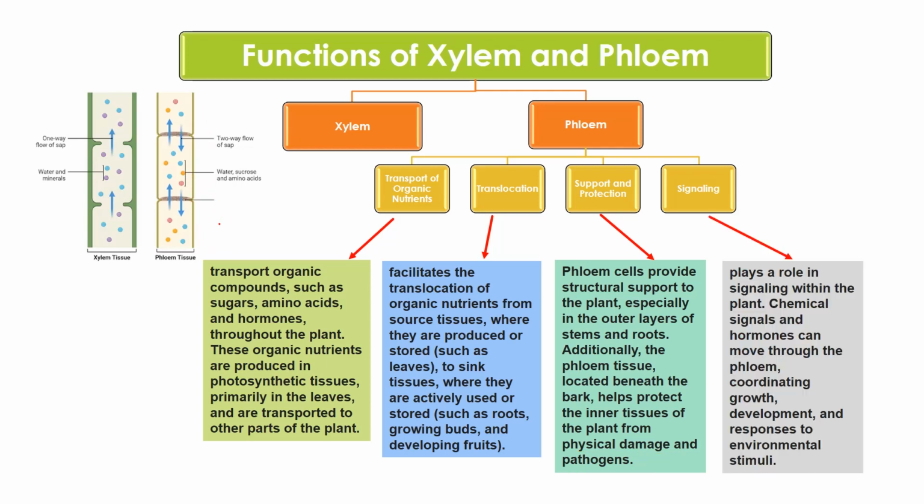The last function of phloem is signaling. Just like the xylem, the phloem is also involved in the signaling within the plants. The chemical signals as well as the hormones are going to move through the phloem and help in the growth, development, and responses to different environmental stimuli. So these are the functions of xylem and phloem. So that was our lesson on functions of xylem and phloem.